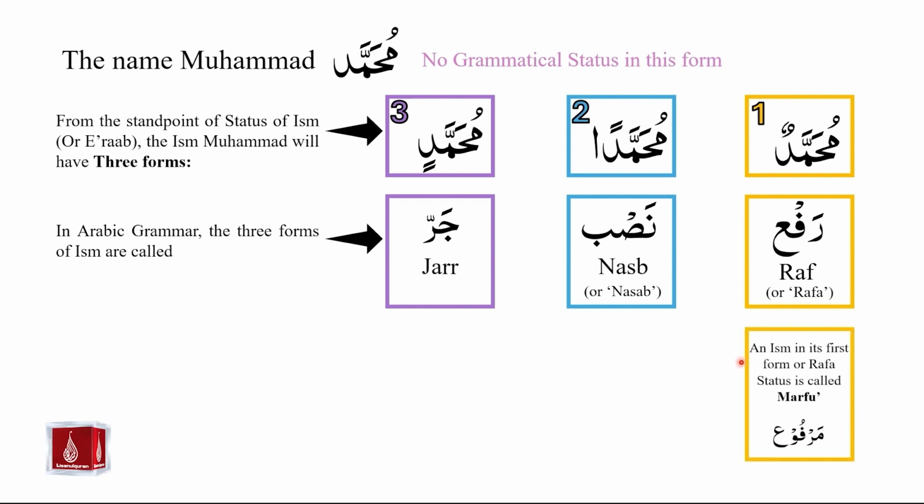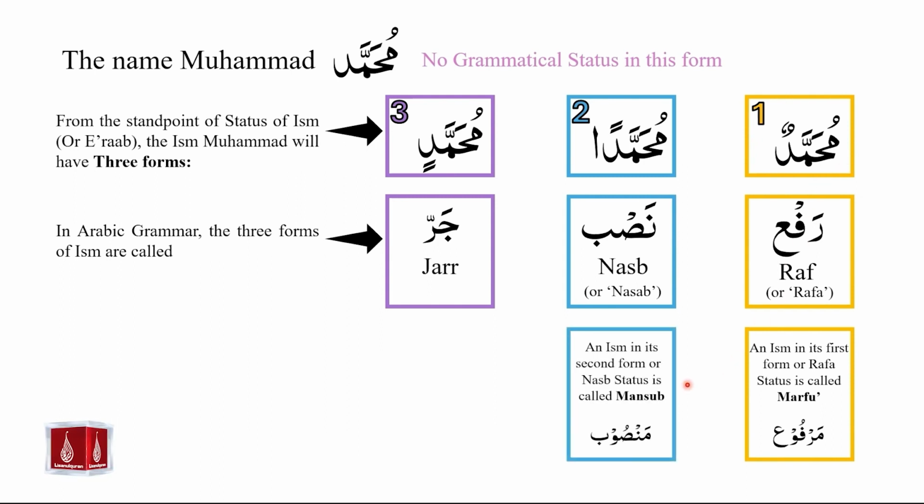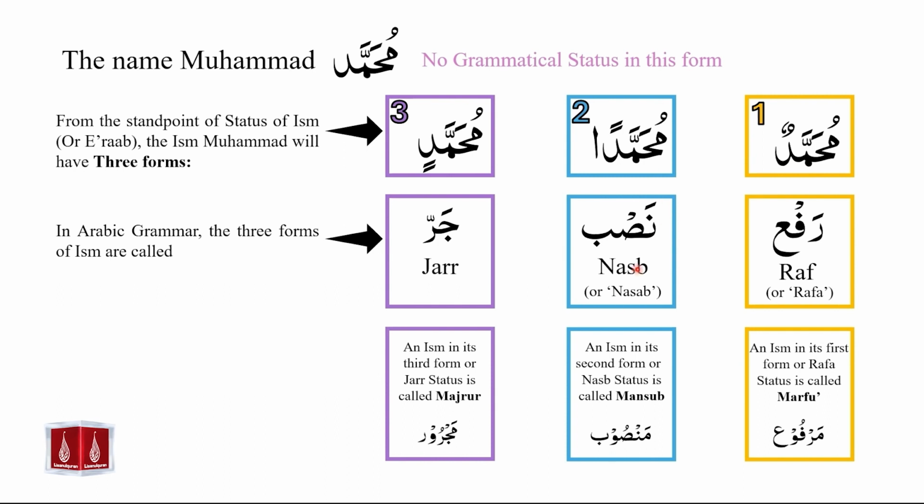An ism in its first form or in Rafa status is called marfu. So we can say that Muhammadun is marfu. An ism in its second form or nasab status is called mansoob. So we can say that ism Muhammadan is mansoob. An ism in its third form or jar status is called majroor. Or we can say that Muhammadin is majroor.